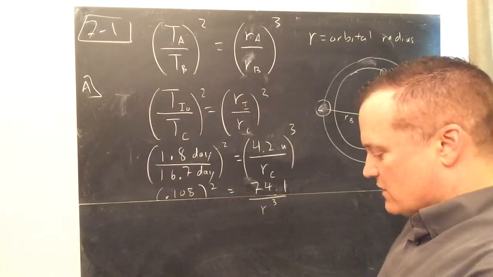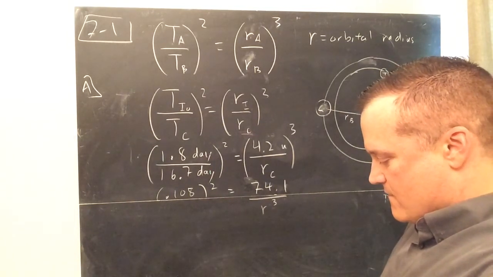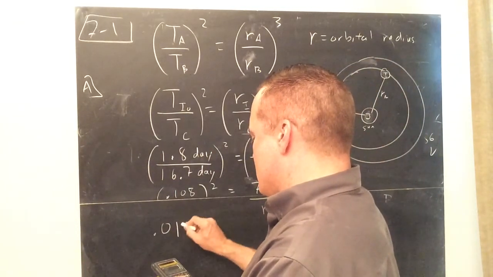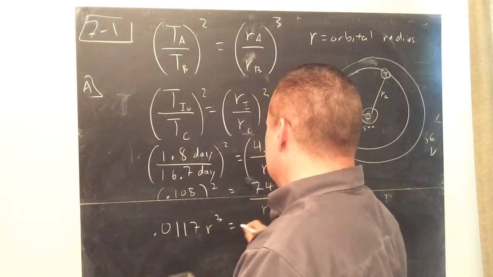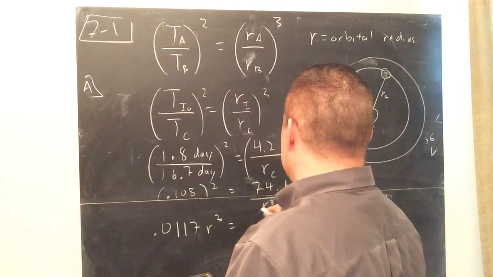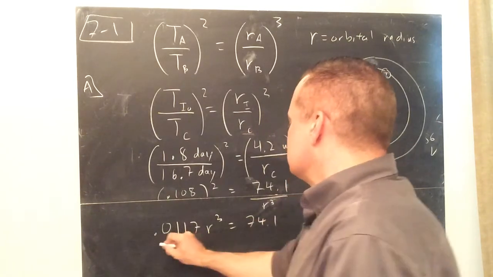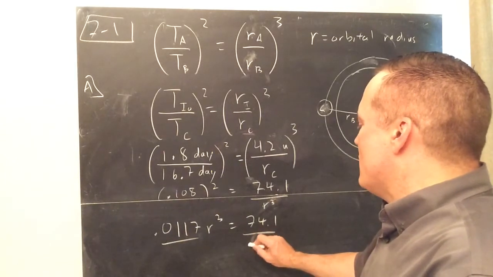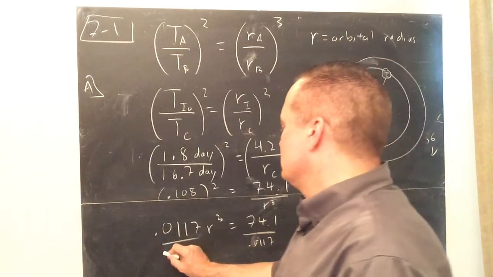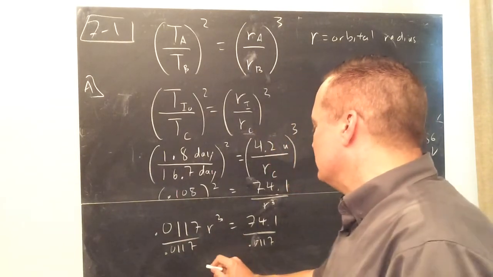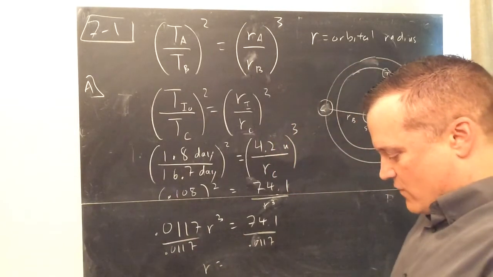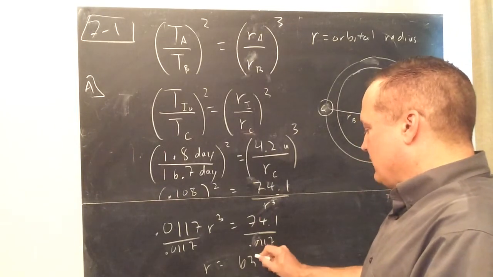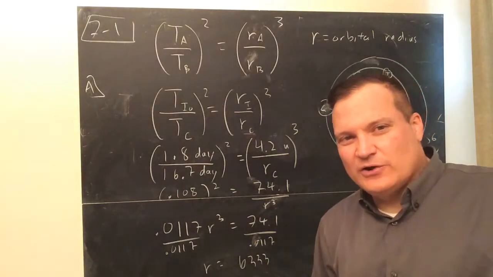So look at what I'm going to have to do here. R cubed times 0.108 squared is going to be 0.0117 R cubed equals 74.1. So now divide both sides by 0.0117, and then get the cube root. So 74.1 divided by 0.0117 is 6333.